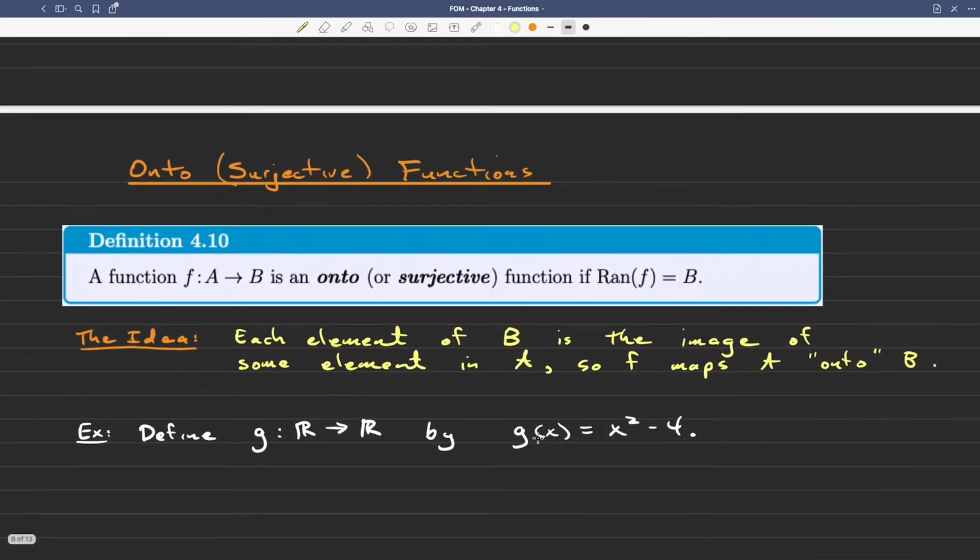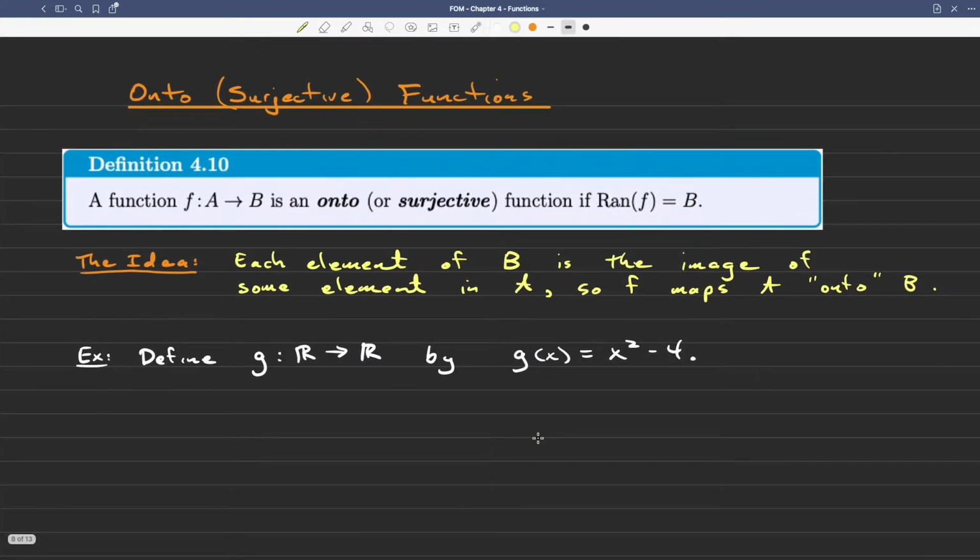Another property of functions that we want to look at is the onto property, or sometimes it's called surjective. The prefix of that word, sur, just means on. So here's what onto means. This is the succinct definition of it. A function f from A to B is onto if the range of that function equals the whole codomain B. So the idea is that each element of B is the image of some element in A.